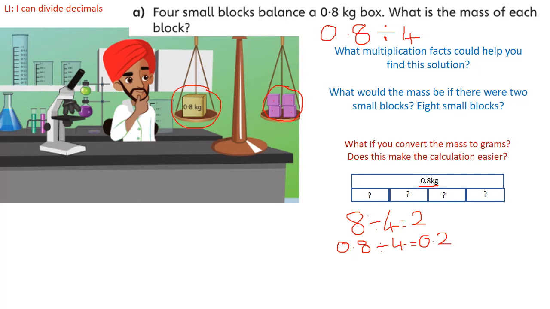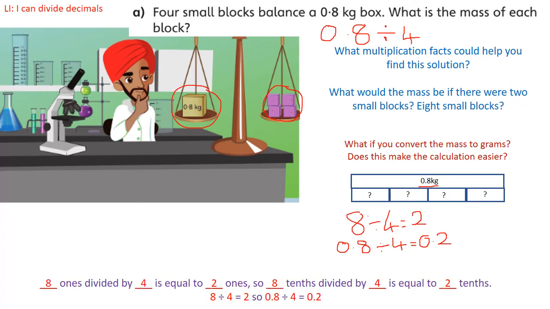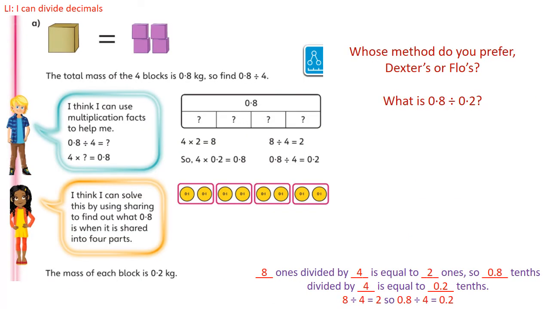I wonder if that gives us 2 tenths. Could we make this stem sentence work? 8 ones divided by 4 is equal to 2 ones. So 8 tenths divided by 4 is equal to 2 tenths. So 8 divided by 4 equals 2. So 0.8 divided by 4 equals 0.2. Let's have a look in more detail and see if that works.